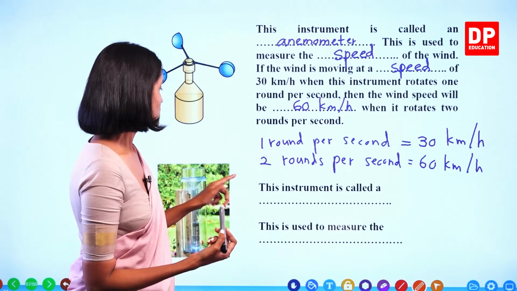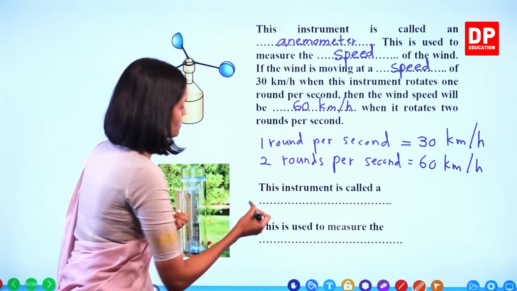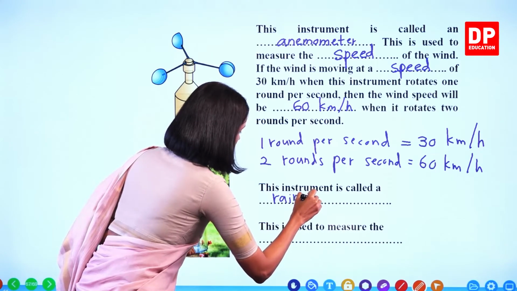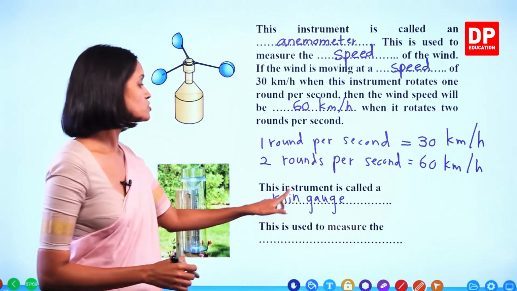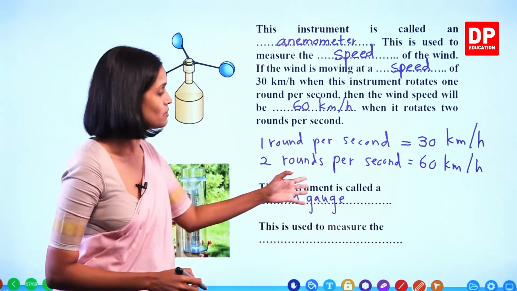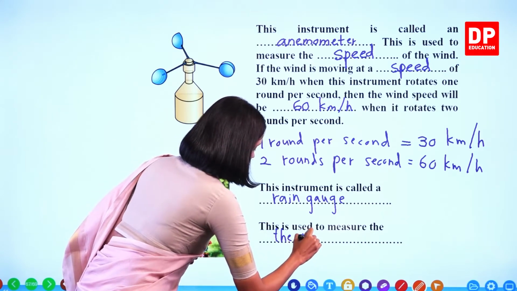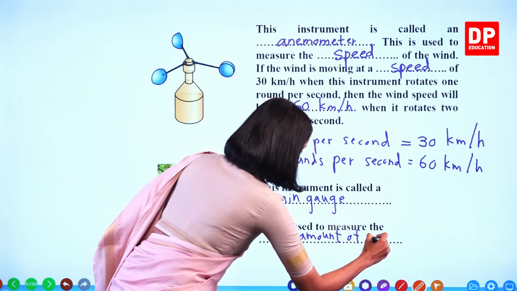Next one. This instrument is called, what is this? Rain gauge. This is used to measure the rainfall or the amount of rainfall.